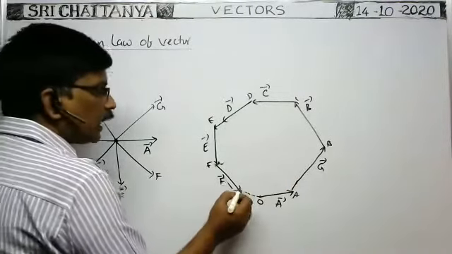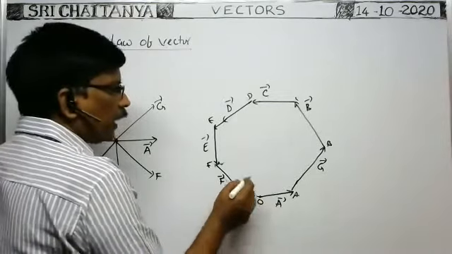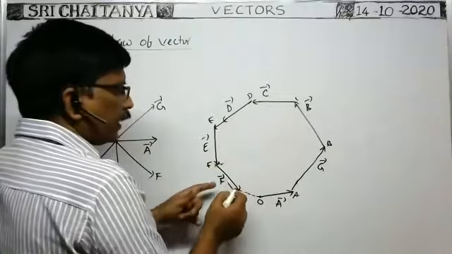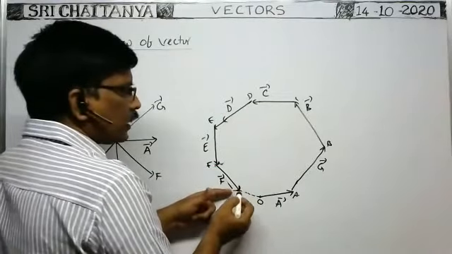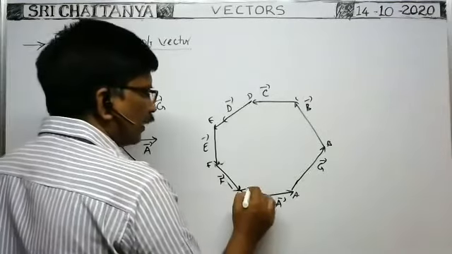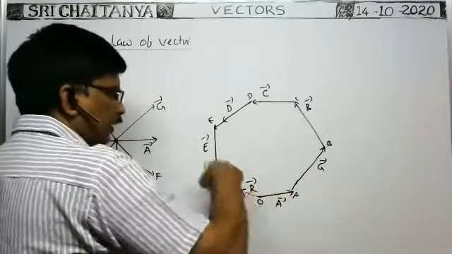Then the closing side of the polygon, this one, because here all the forces are represented as the adjacent sides of a polygon taken in order up to this. Here this is the closing side. The closing side of the polygon taken in reverse order gives the resultant of all these vectors.